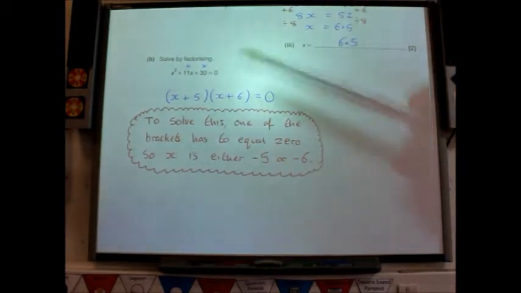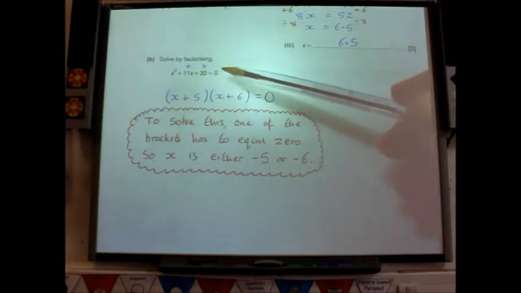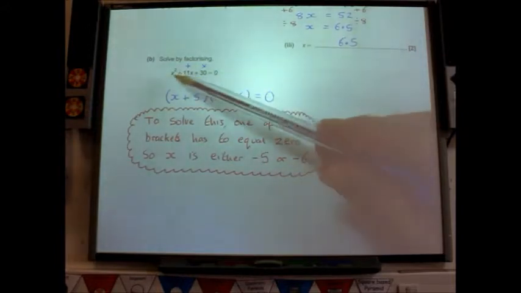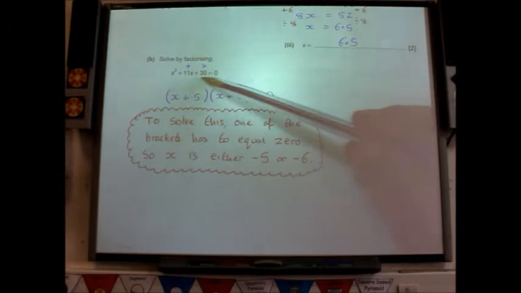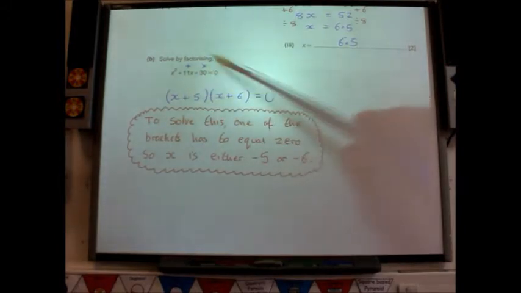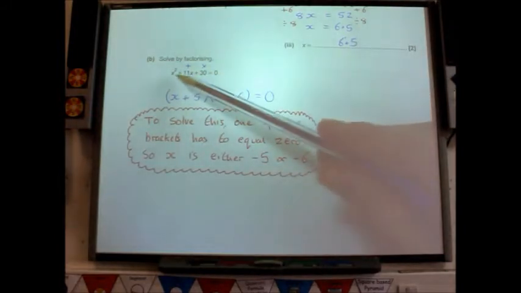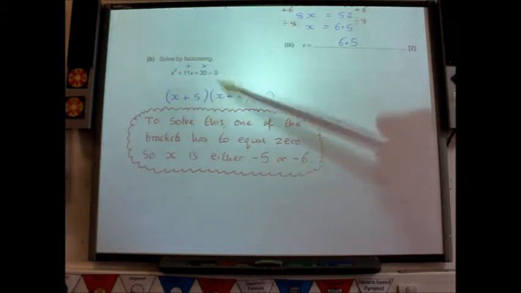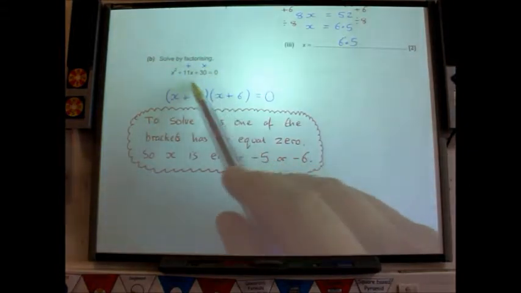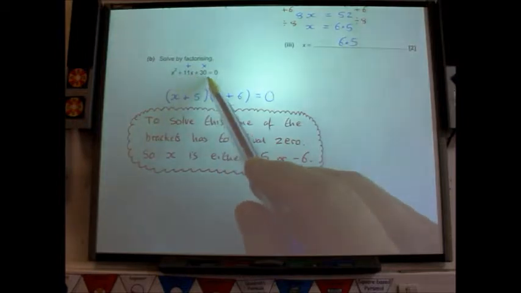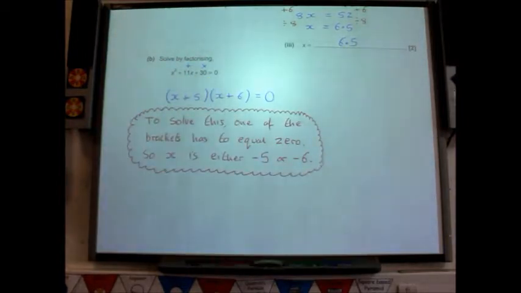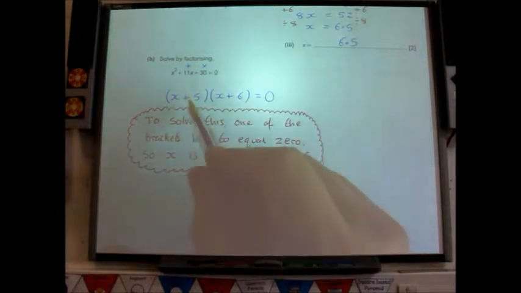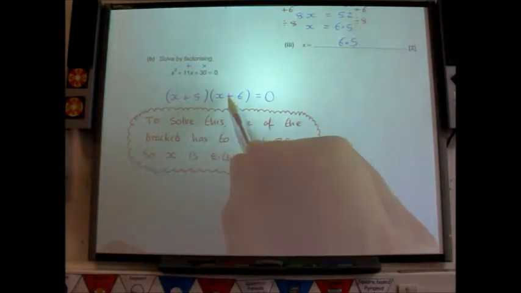It's a little bit cheeky to put this so early on in the paper, I suppose, but you've got to be able to, first of all, factorise this double bracket. We'll talk about the solving bit in a minute. So when you factorise it, it's a quadratic, so it's going to go into double brackets like this. You need two numbers that add up to make 11 and multiply to make 30, and those two numbers are 5 and 6.